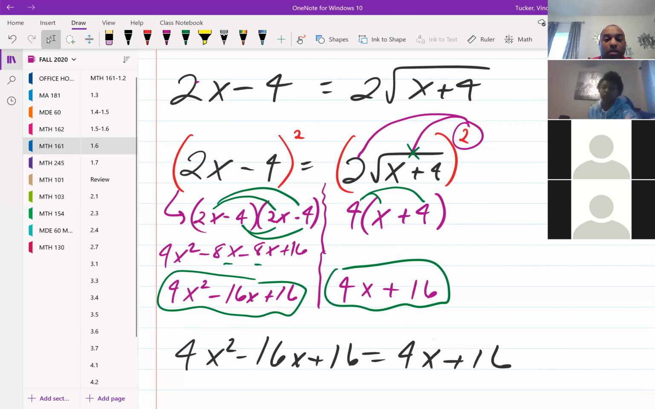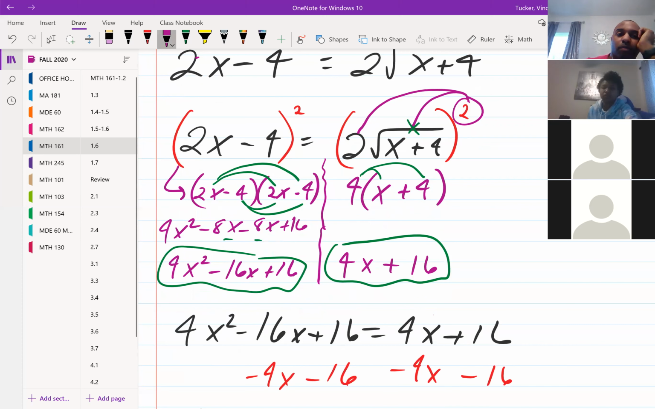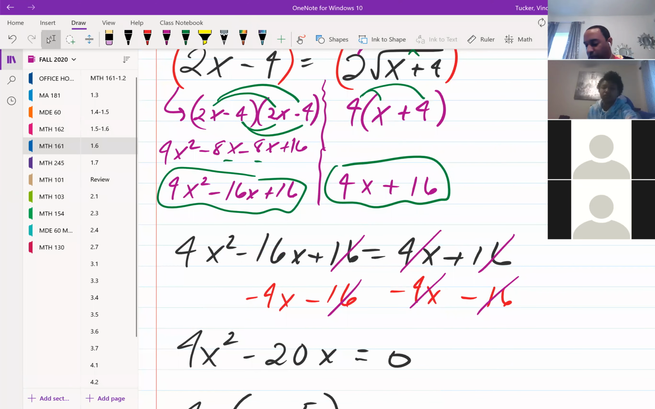All right, any other questions? All right, so now once again, we have a quadratic equation. We want to set one side equal to 0. So we subtract 4x and subtract 16. On the right side, the 4x cancels and the 16 cancels. Also, we notice that 16 cancels on the left as well and gives us the result of 4x squared minus 20x equal to 0.